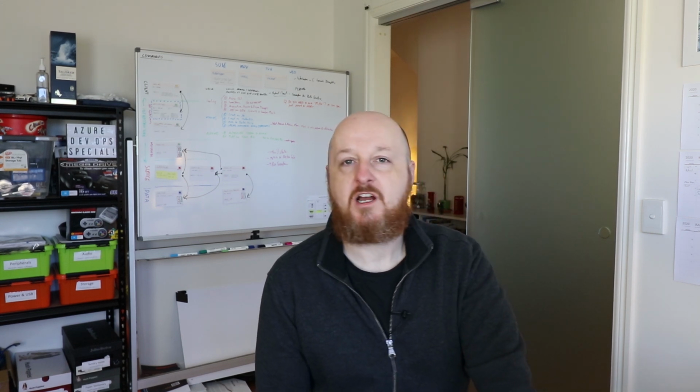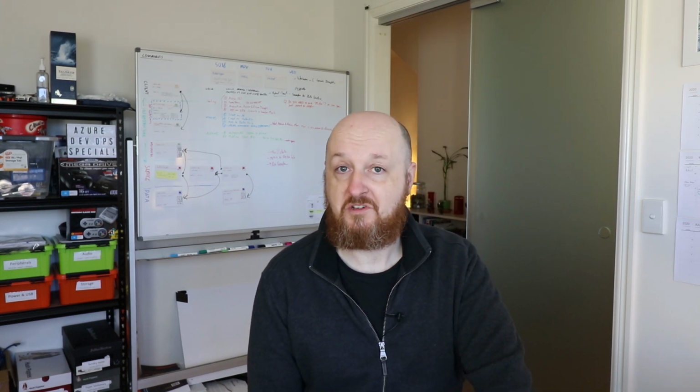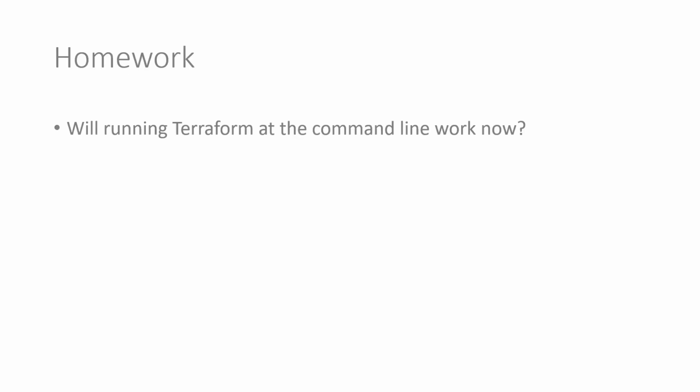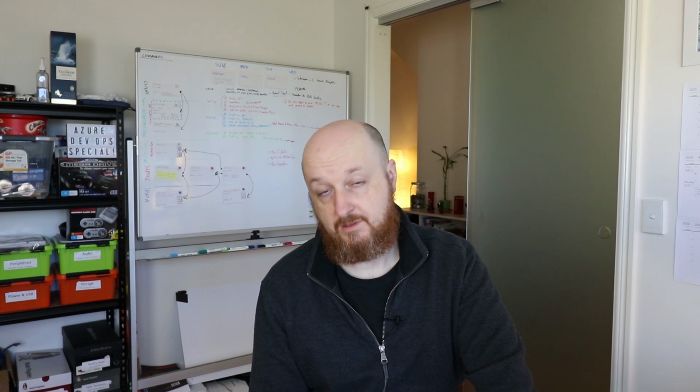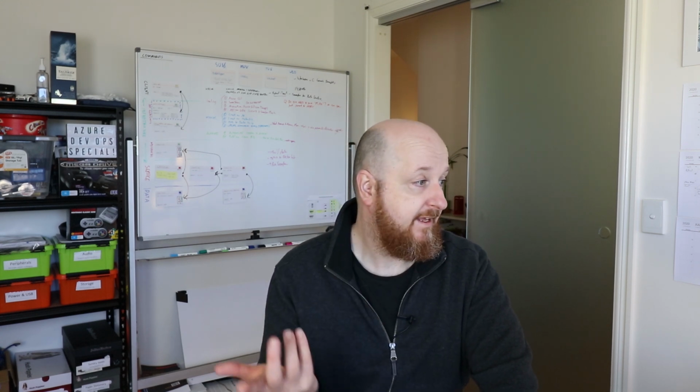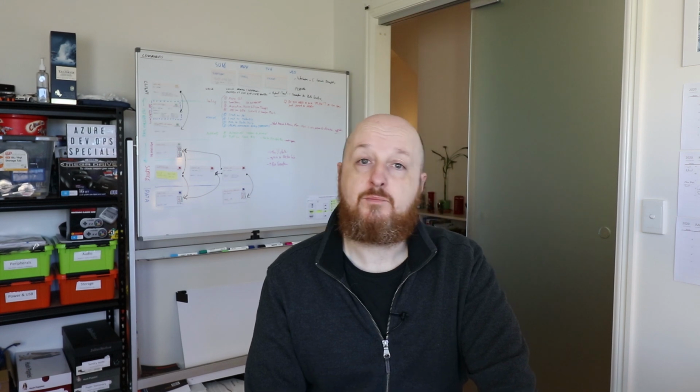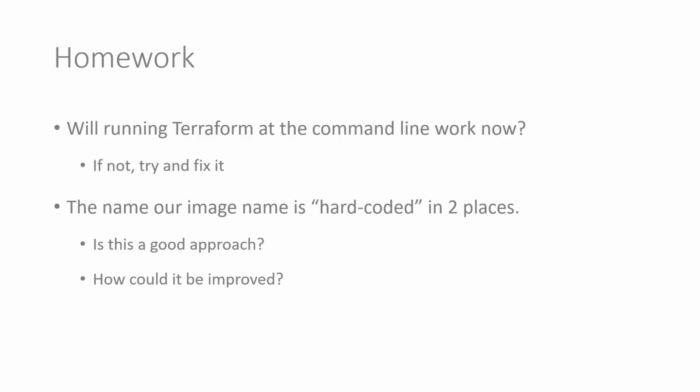All joking aside though, I do have a couple of things that I think could be improved. Well, there's probably more than a couple of things, but a couple of questions I have are, will running Terraform at the command line, will that work now? And if not, how would you fix it? And then the other one is our image name, binary thistle / weather API, is kind of hard coded in two separate places, in Azure pipelines file and also in our main.tf file or Terraform file. Is this a good approach? Could it be improved? I'll leave that with you.